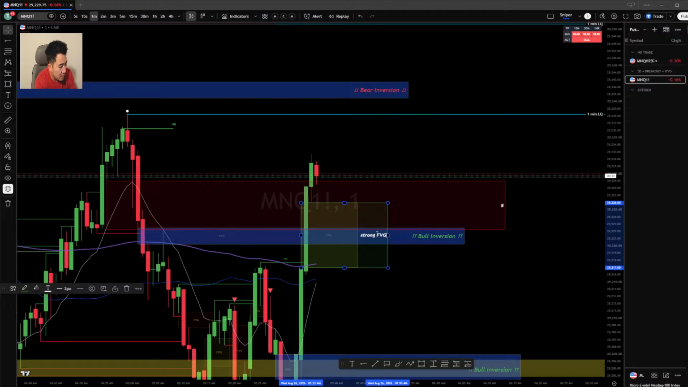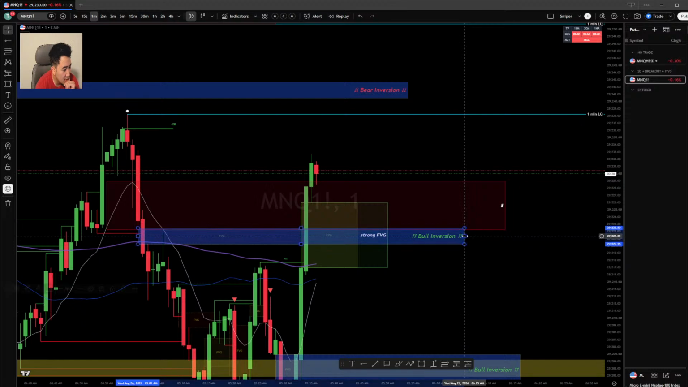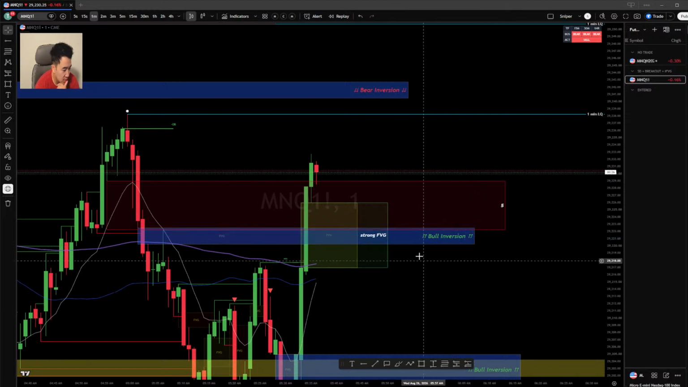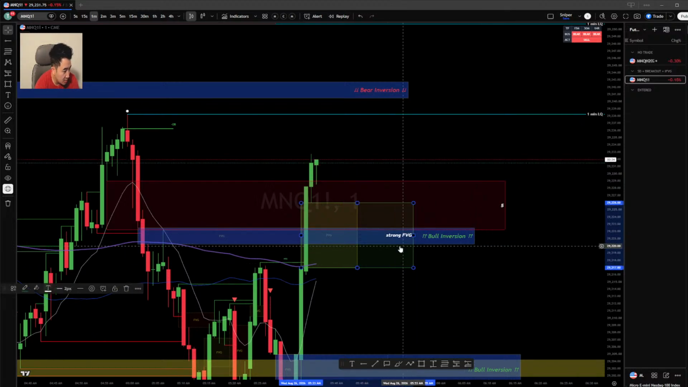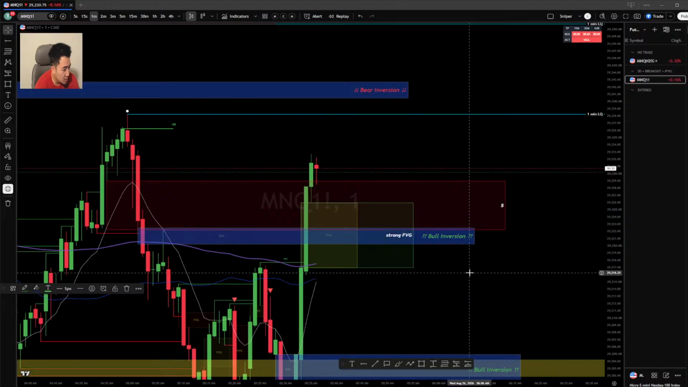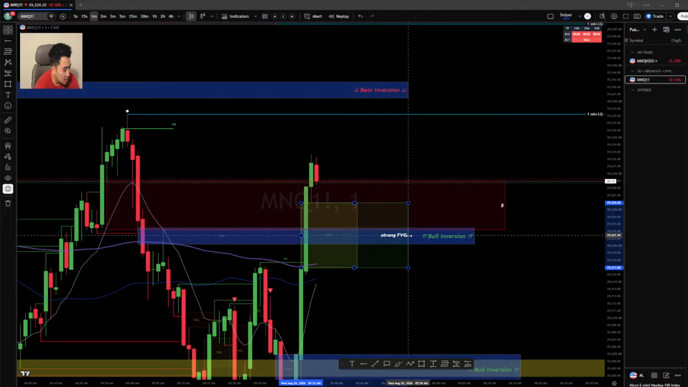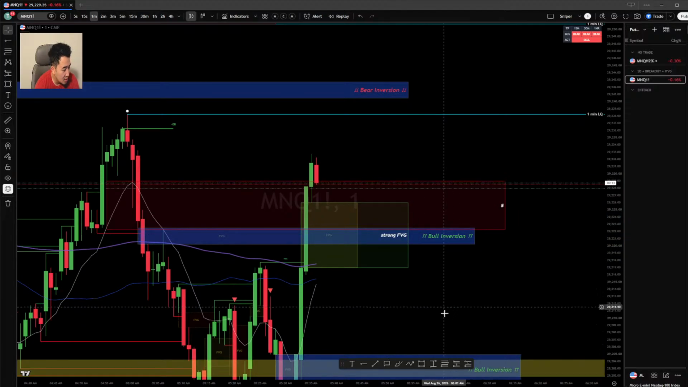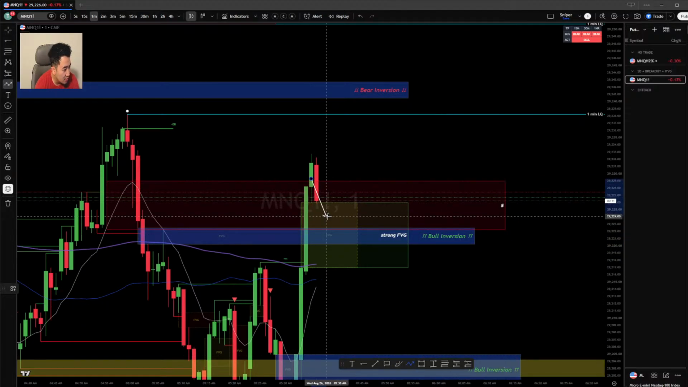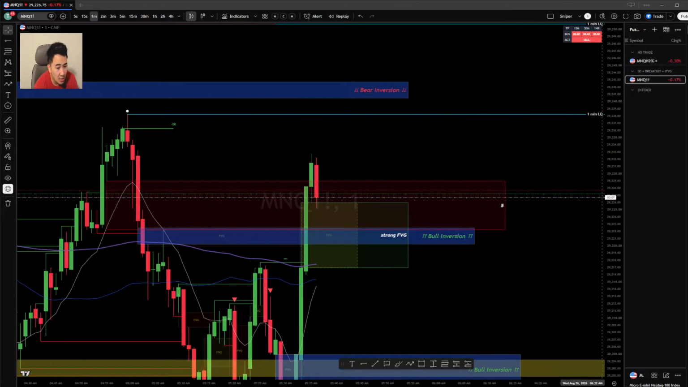Anytime you have a 1 minute gap that's connected to any inversion, so you have a bullish gap connected to a bullish inversion, this bullish FVG is strong here, so you could possibly take a trade off when it comes down here, or when it comes down to this bullish inversion.